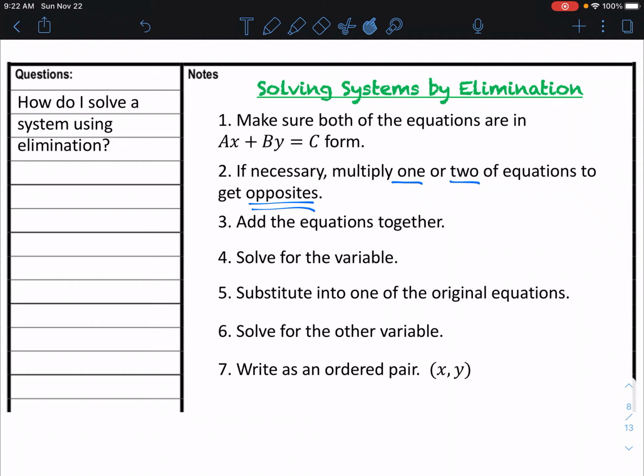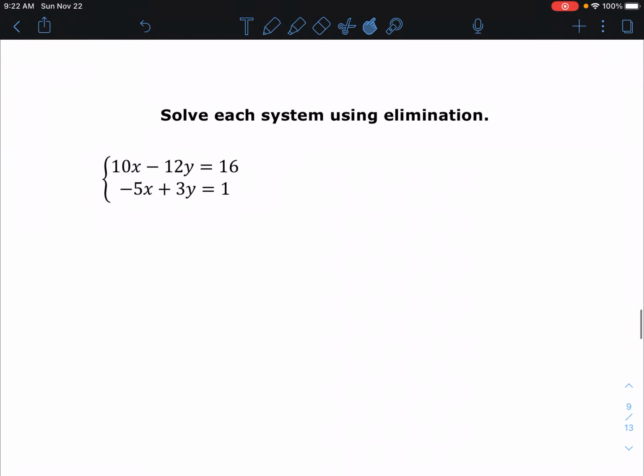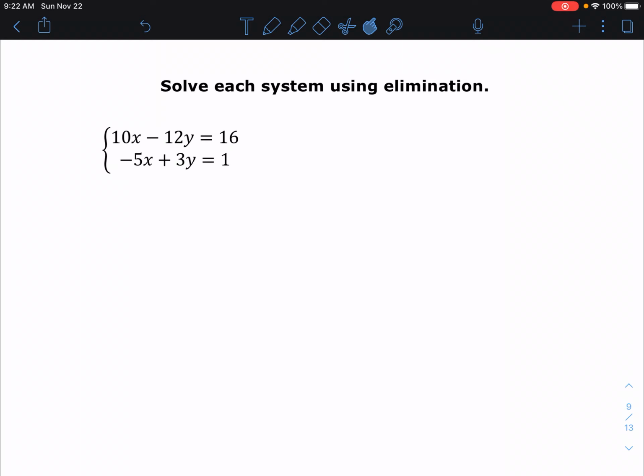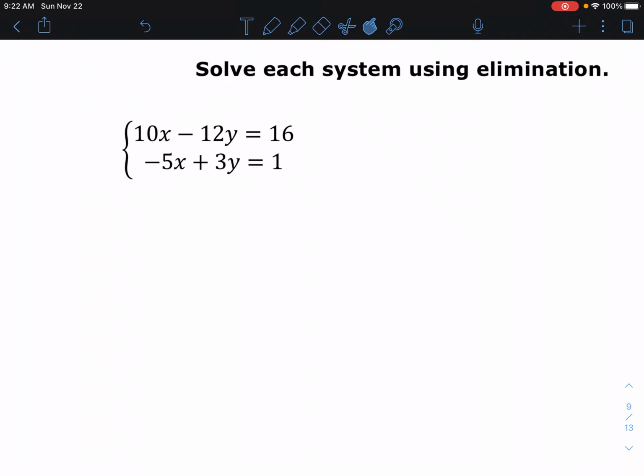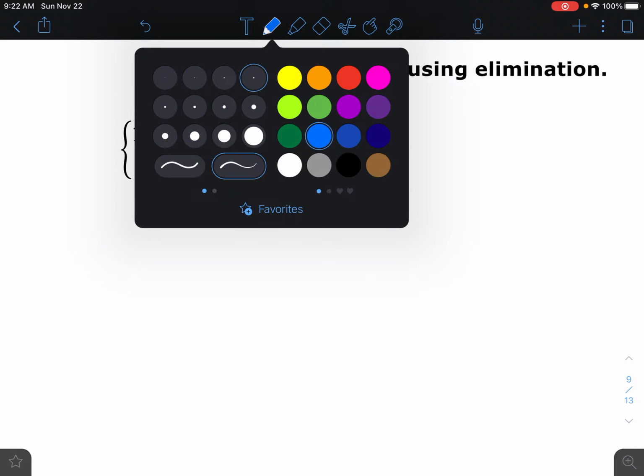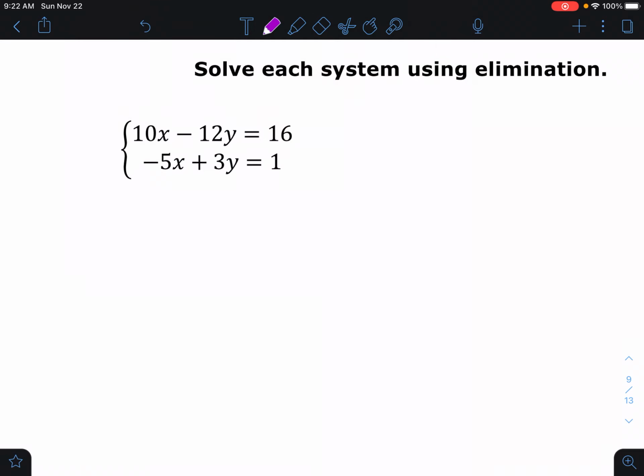So let's see if you remember this a little bit. So here's a problem. You'll notice both in standard form. We're going to solve this using elimination. Now, you're trying to eliminate x or y. So you want to look at just your x's first and say, are these opposites of each other? 10x and -5x. No, we'd want one to be like 10x and one to be -10x. So they're not opposites. How about these? Are these opposites? -12y and +3y. No.